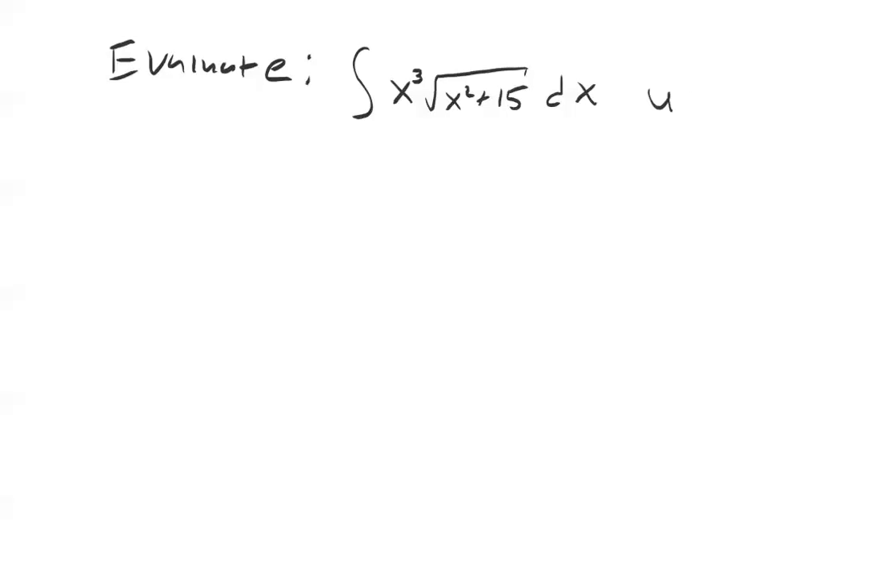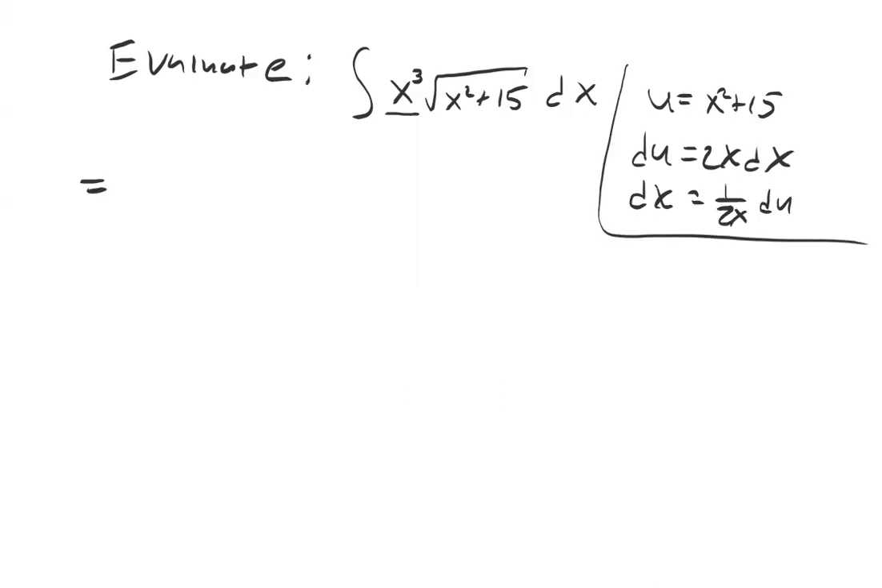So if we let u equal x squared plus 15, I definitely don't want to let u equal x cubed because du would be 3x squared dx, and that does not appear here, so that's not good. So let's see what happens. U is x squared plus 15. Du is 2x dx. Dx is 1 over 2x du, just like last time.